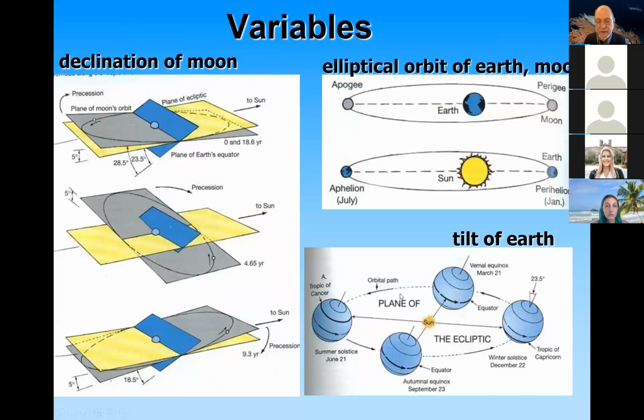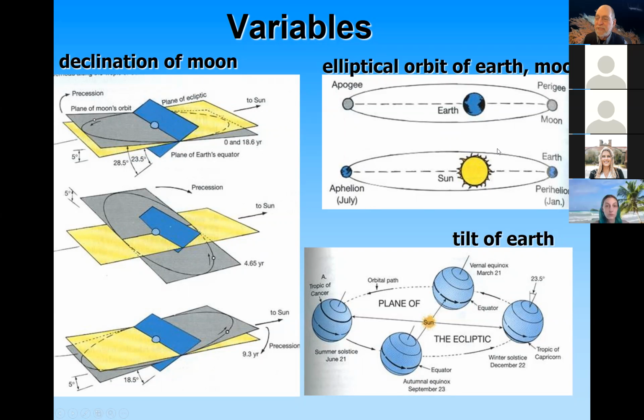Elliptical path, the distance between the Earth and the sun, which of course is changing as the Earth completes its elliptical orbit around the sun. And of course, the orbit of the moon is elliptical. So there's lots of variabilities in here.